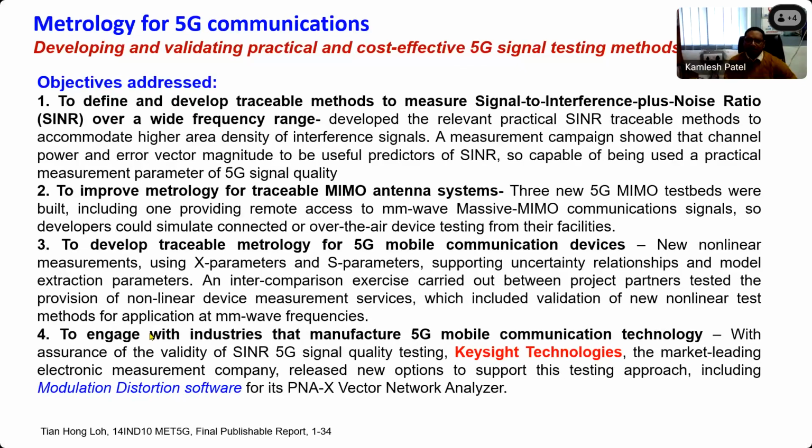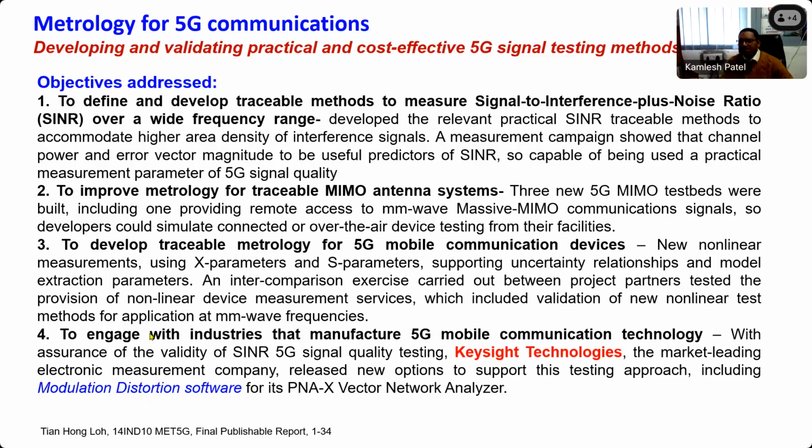One is to define and develop traceable methods to measure signal to interference plus noise ratio over a wide frequency range. Second, to develop metrology for traceable MIMO antenna systems, since MIMO contains a larger number of antennas on the transmitter and the receiver. So there are various aspects which can interfere with the transmitted signal.